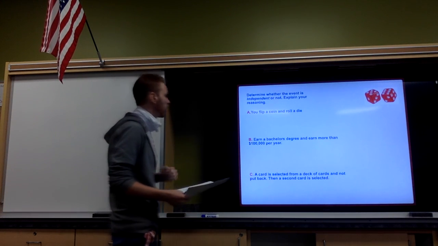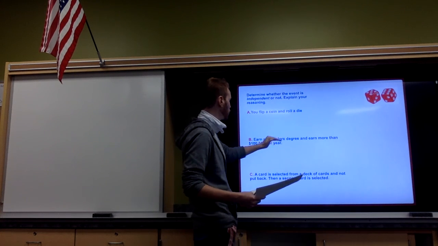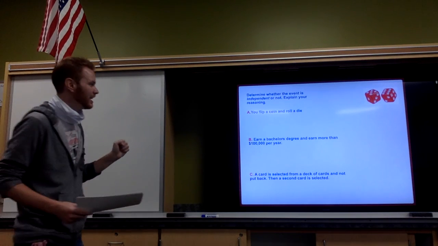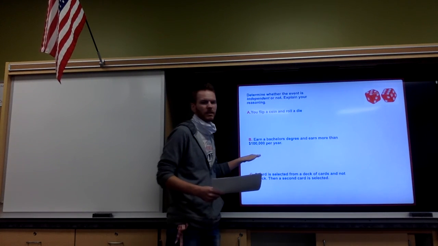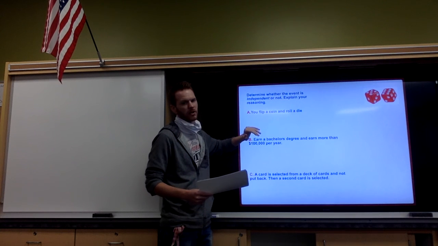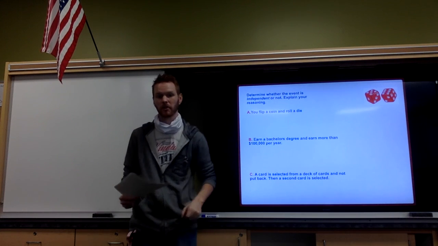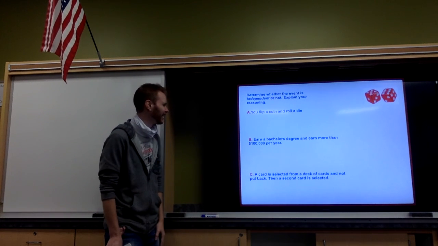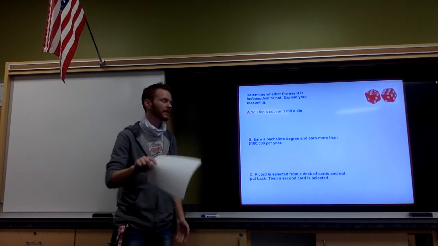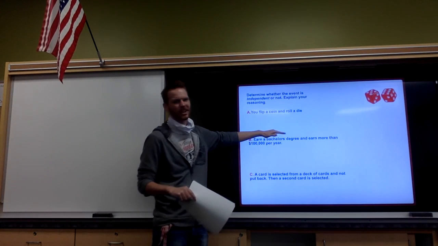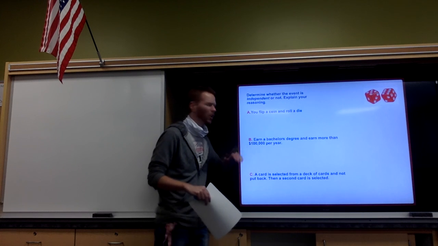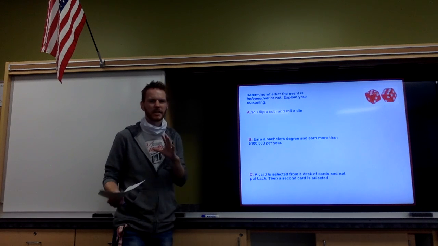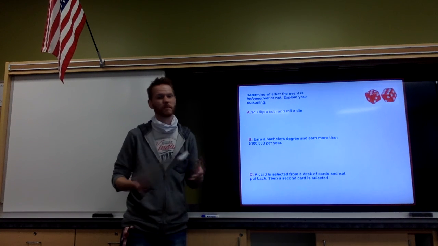Part B, earning a bachelor's degree and earning more than $100,000 per year. This could go both ways. Some people could say this is independent because there are people out there who do not have a bachelor's degree and they're earning more than $100,000 per year. Doesn't seem fair, does it? But some people might say dependent because sometimes you need that education, you need that degree to earn the big bucks, to earn $100,000 or more. So it depends. You can actually make cases for both of them.